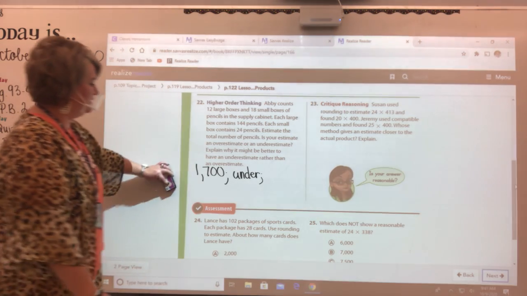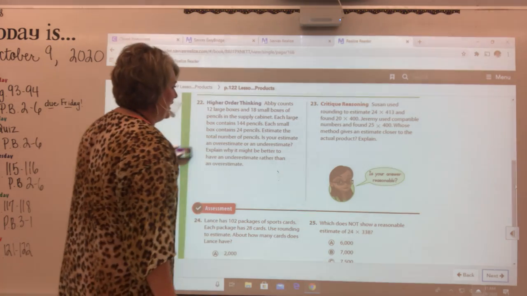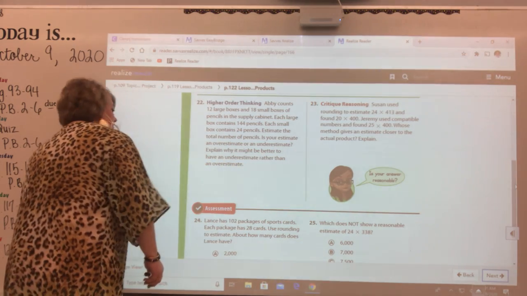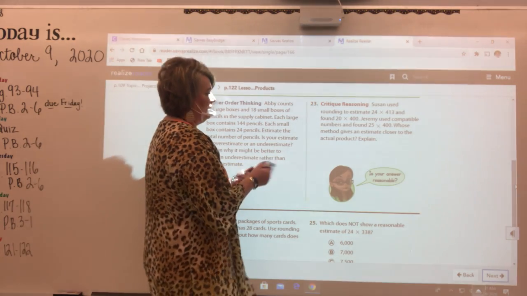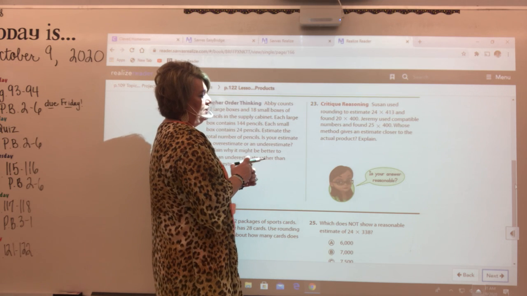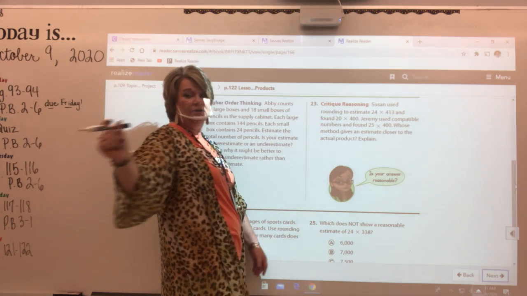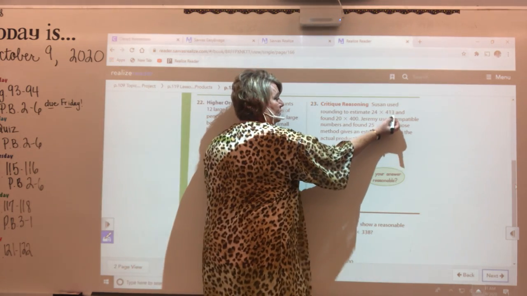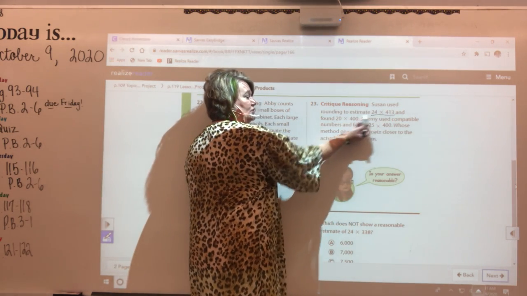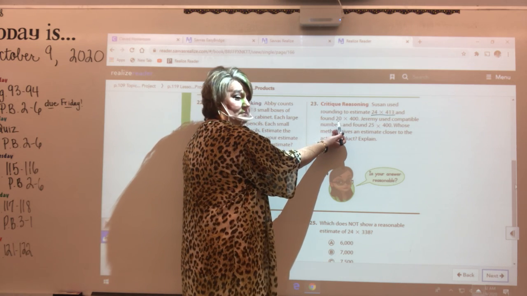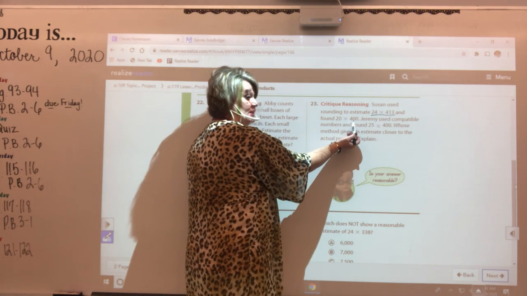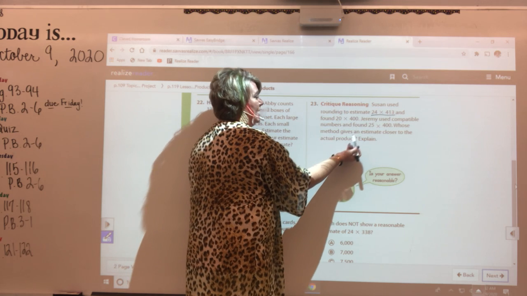Number 23. Susan used rounding to estimate 24 times 413, and she found 20 times 400. Jeremy used compatible numbers and changed. Okay, so look, watch. All eyes up here. Here's the original number. Look what Susan did. She changed 24 to 20. Do you like her idea? Yeah? She changed 413 to 400. Do you like her idea? Yeah. Love it. Here's Jeremy.